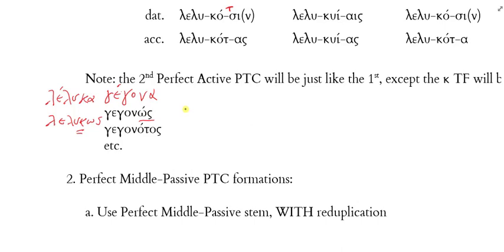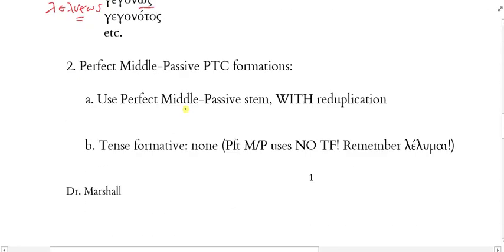All right, now let's take a look at the perfect middle passive participle formations. We do not have this distinction between first perfect and second perfect middle passive because there is no tense formative in the perfect middle passive. So there's no distinction then among one tense formative versus the other because there's not one. Okay, so how do we form the perfect middle passive participles?